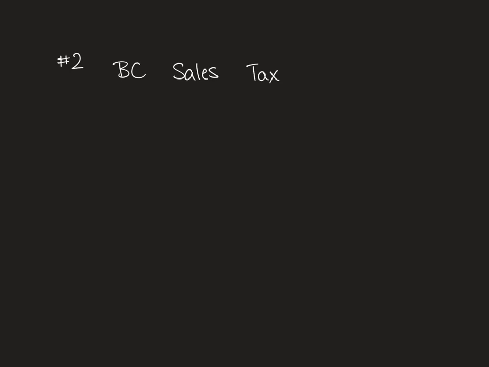Question number two starts by asking you what the sales tax is where you live. So for everyone, pause right now and write down in your book at number two, our sales tax in British Columbia is 12%. Okay, we have GST and PST. Then our question is going to be to calculate the amount of tax you would pay on each item.